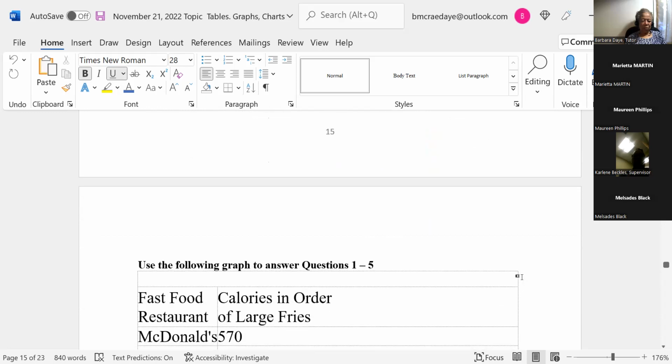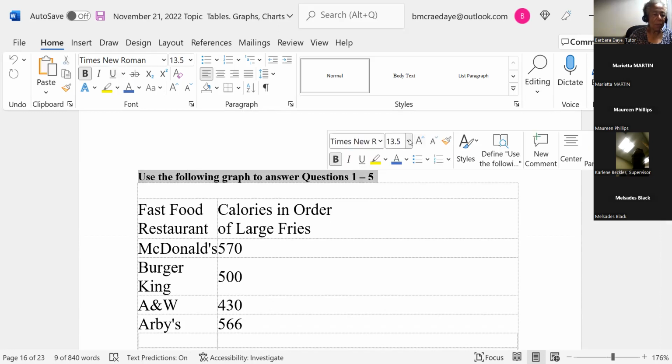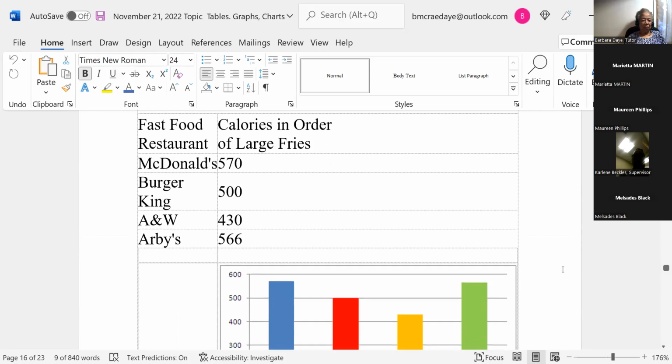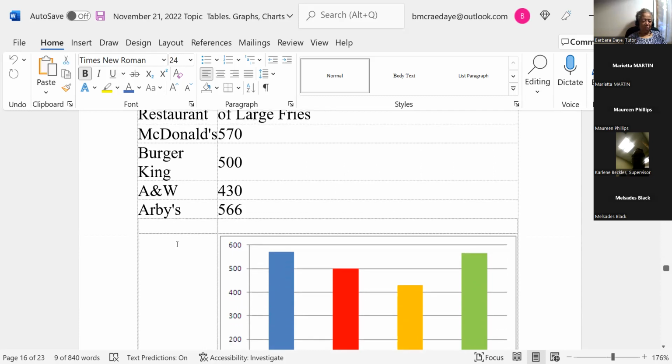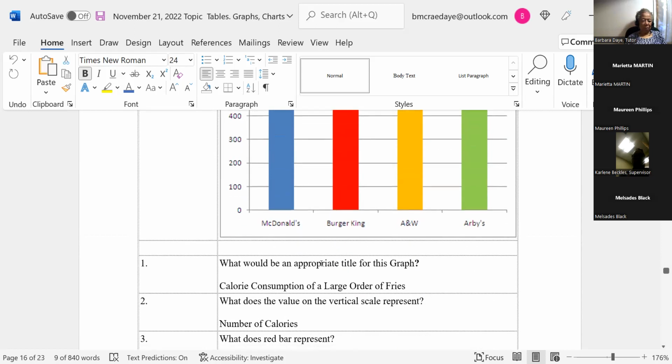Right. So here's a graph. Let me make this big. We want to answer questions from this bar graph. Okay, this is a graph of calories in order of large fries at McDonald's, Burger King, A&W, and Orbeez. Now looking at this graph, an appropriate title for the graph, and I put it here.